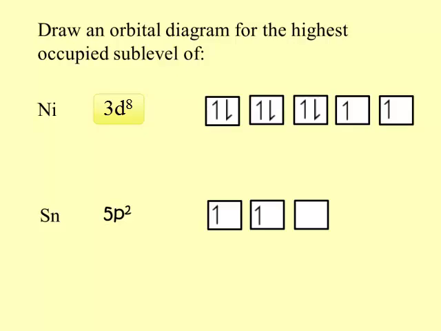How many unpaired electrons in an atom of tin? The answer is 2 again. What is this third empty box? It is an orbital that is currently unused. There are no electrons in that orbital.